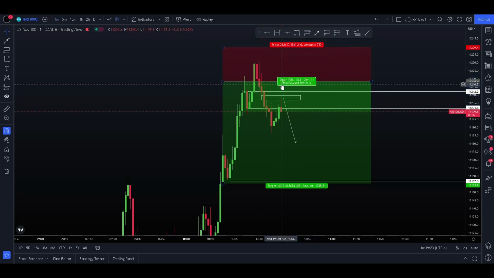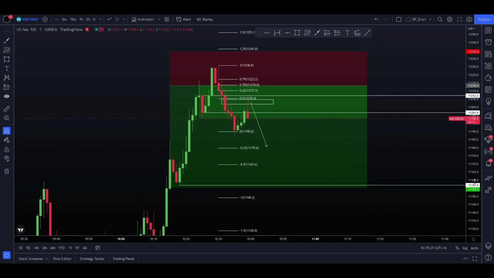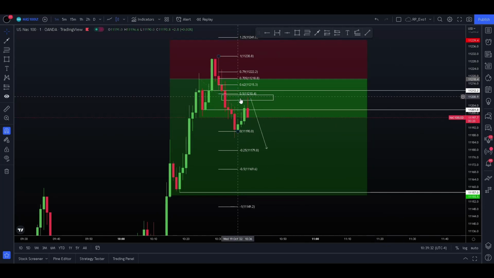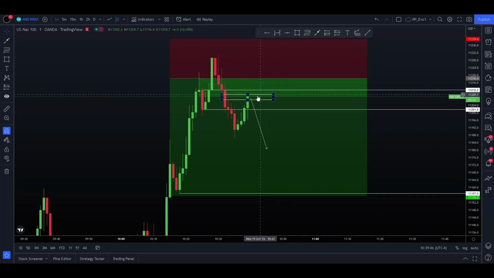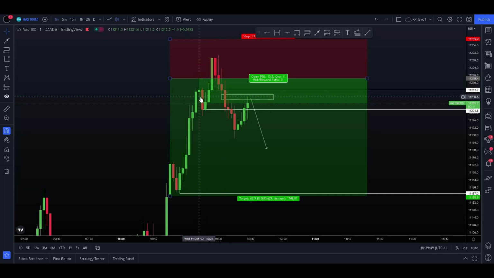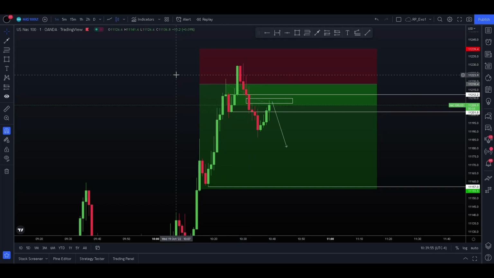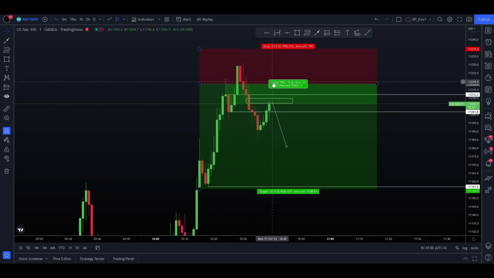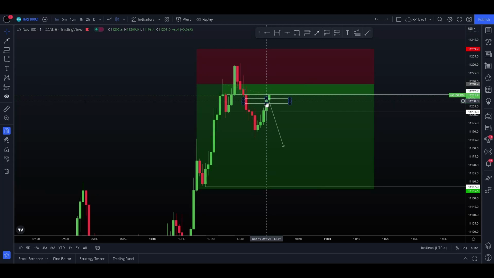While you do see that this imbalance is slightly below the 50%, ideally you would want to short in the premium. But because from this fractal we have this accumulation here, and this imbalance is inside this accumulation, this is what matters the most to me. Not always will price give you a short in a premium. This is where I'm comfortable shorting.